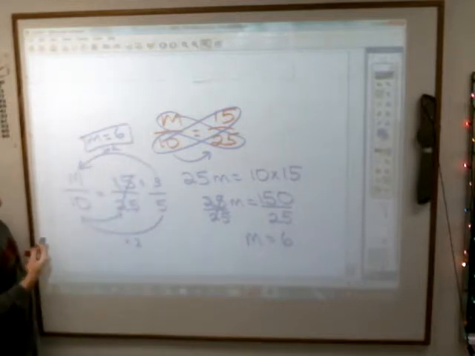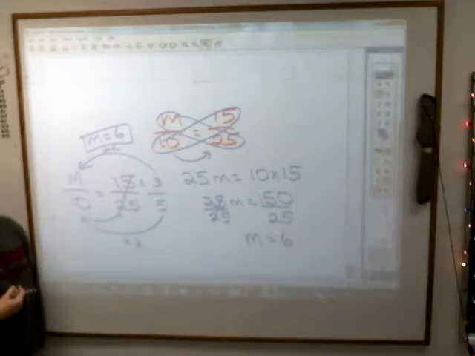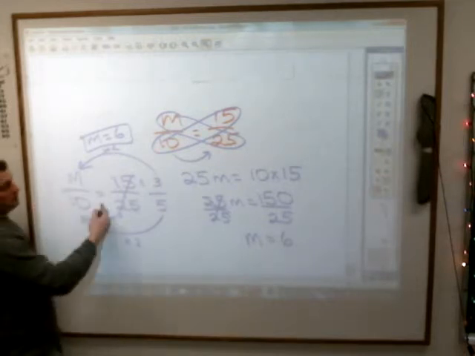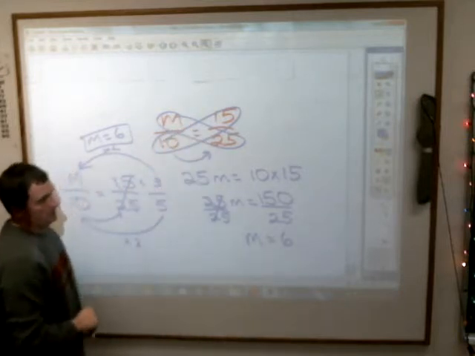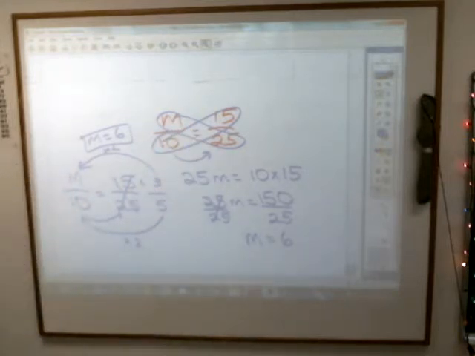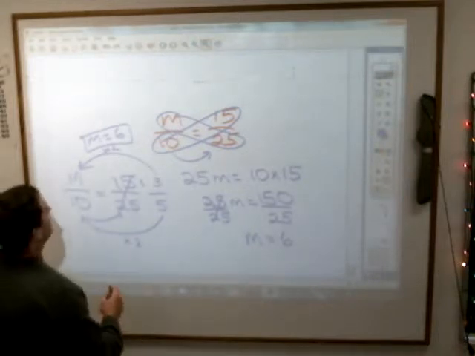But again, not always is that going to work. If it doesn't work the first way and you can't reduce the fractions, then you have to do it like this. Cross products always work, just because that's the way it works. Isn't that a nice thing? Don't you think that makes an incredible amount of sense? How about one last one?